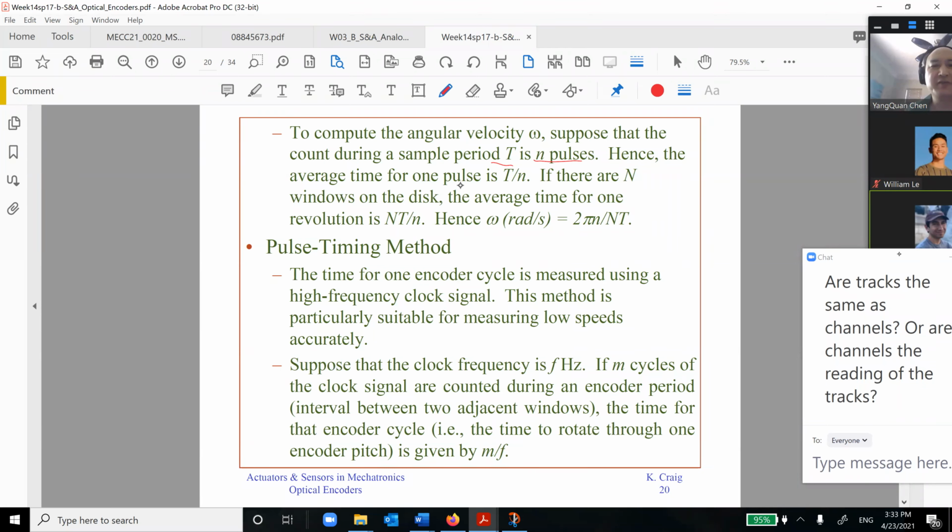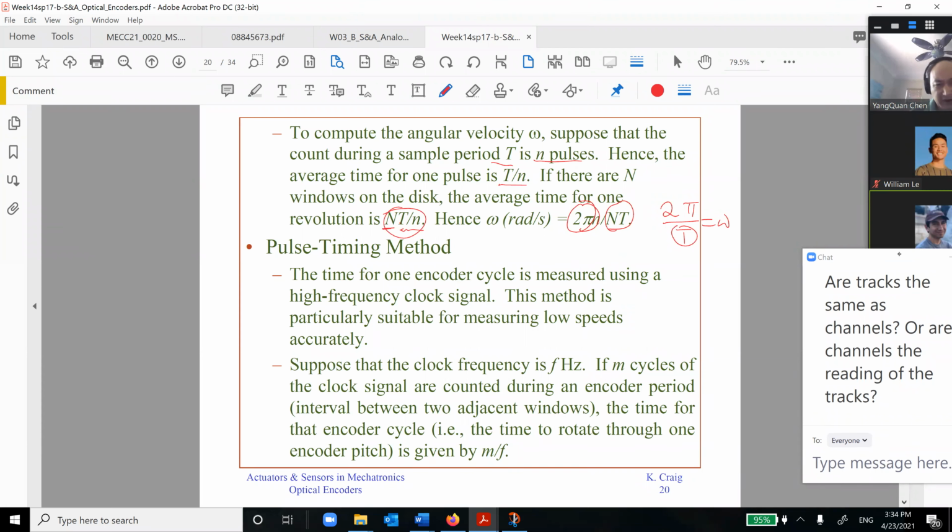For angular velocity, we have a count during the sampling period T of n pulses. The average time for n pulses is T divided by n, which is one pulse. You have m windows on the disk, so the average time for one revolution is m times this. Omega is 2 pi divided by the one-revolution average time, so with that time being mT divided by n, omega is 2 pi n divided by mT.